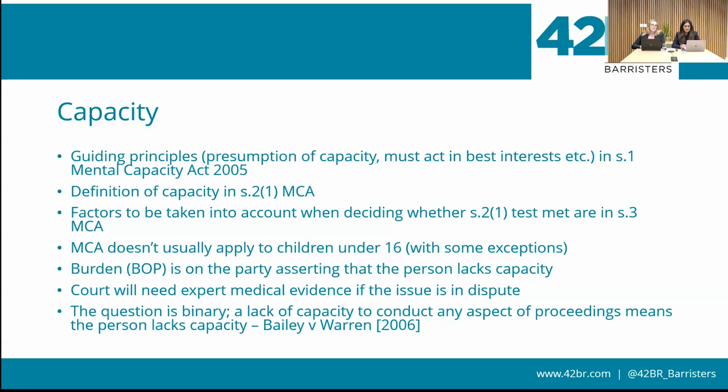The definition of capacity is set out in Section 2.1 of the Mental Capacity Act. And it's as follows: if at the material time he or she is unable to make a decision for themselves in relation to the matter because of an impairment of or a disturbance in the functioning of the mind or brain. Now, that's the statutory test, but of course, there's always going to be a formula or factors to apply to work out whether that test is met. And those factors are set out in Section 3 of the Act.